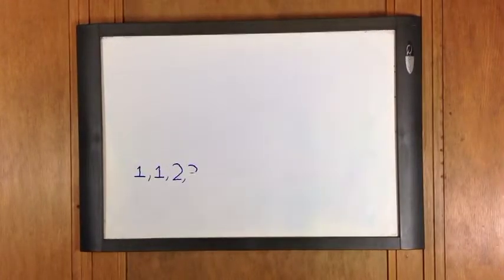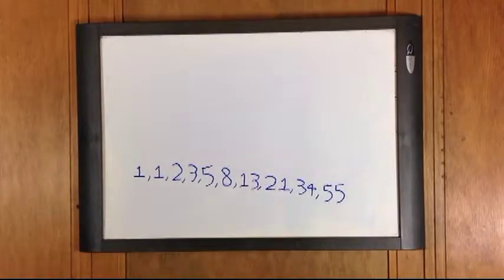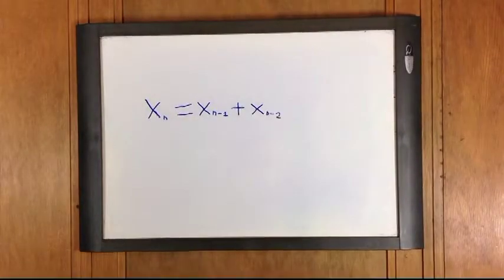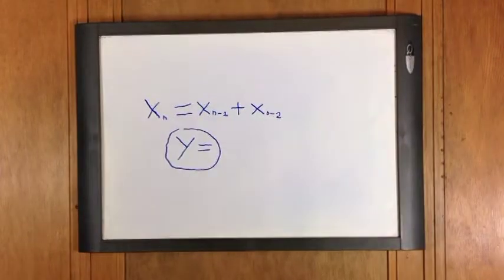Fibonacci is credited with the sequence of numbers that goes 1, 1, 2, 3, 5, 8, 13, 21, 34, 55, and so on. These numbers are often seen in nature, like the amount of petals on a flower. A rudimentary equation for calculating the Fibonacci numbers is x of n equals x of n minus 1 plus x of n minus 2. This is okay, but it's not in a y equals format.